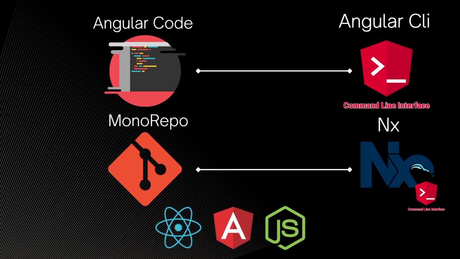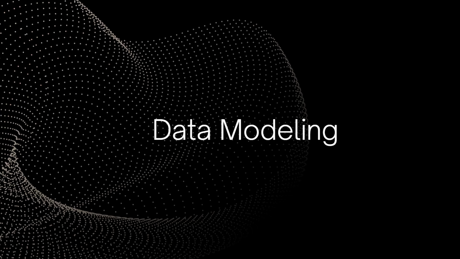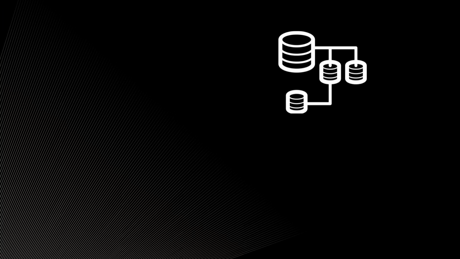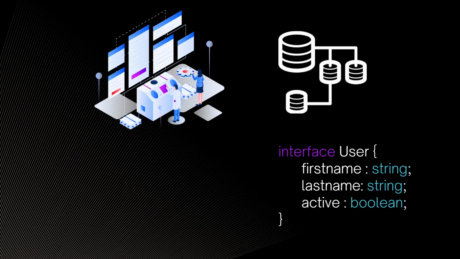But before we proceed with NX, let's talk a bit about a very important topic, which is data modeling. Let's say you start a new project, whatever it is, and you don't know where to begin. The first thing you need to do is to understand the data model for the domain that you're working in. This way, it becomes very easy for you to know what the rest of the application is going to look like. For example, let's say we have a user model, which will have first name, last name, and an active boolean. So when we look at this model, we have a very good idea of what the UI is going to look like for this particular model.